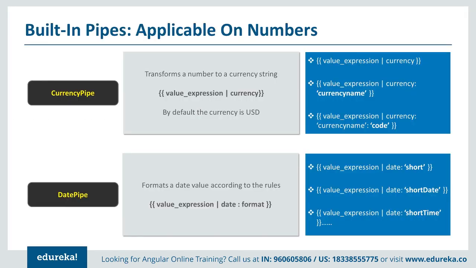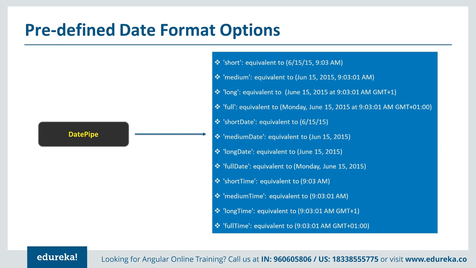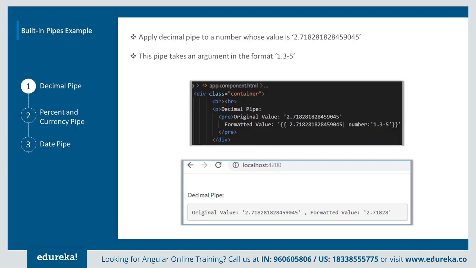Like that, all the formats they have applied. Short means this is the format. Medium means this is the format. Long means this is the format. Full, short date, medium date, long date, full date. Everything they provide. Full time they provided. Here is the API. Please go through it. Now it is time for us to apply the decimal pipe to a number. Let's assume you have this much big number. You want to apply a decimal format and display only, like, the last 5 digits.